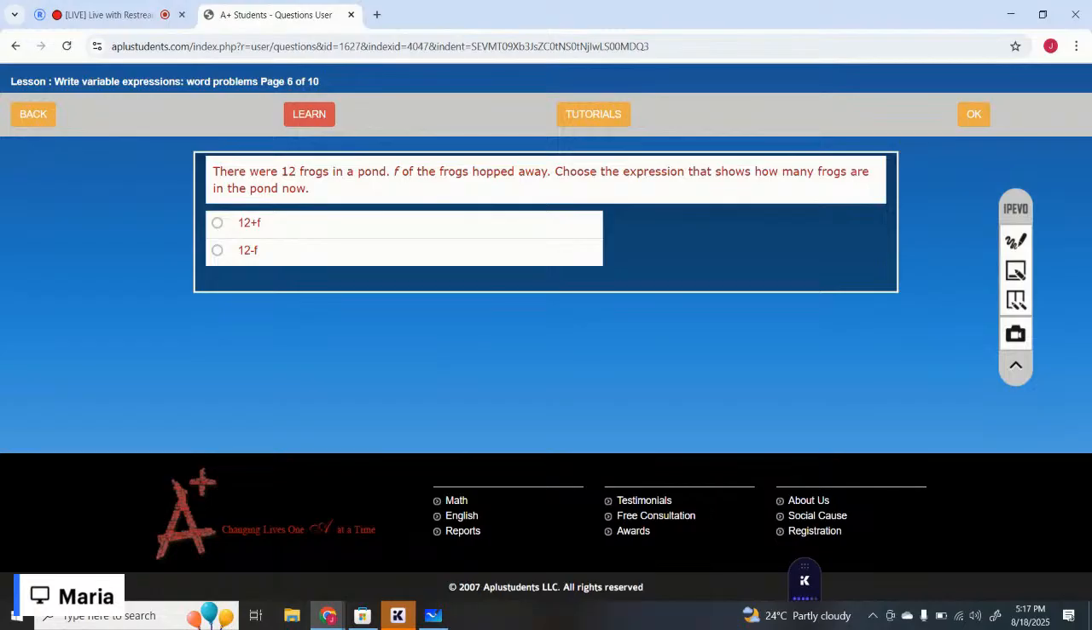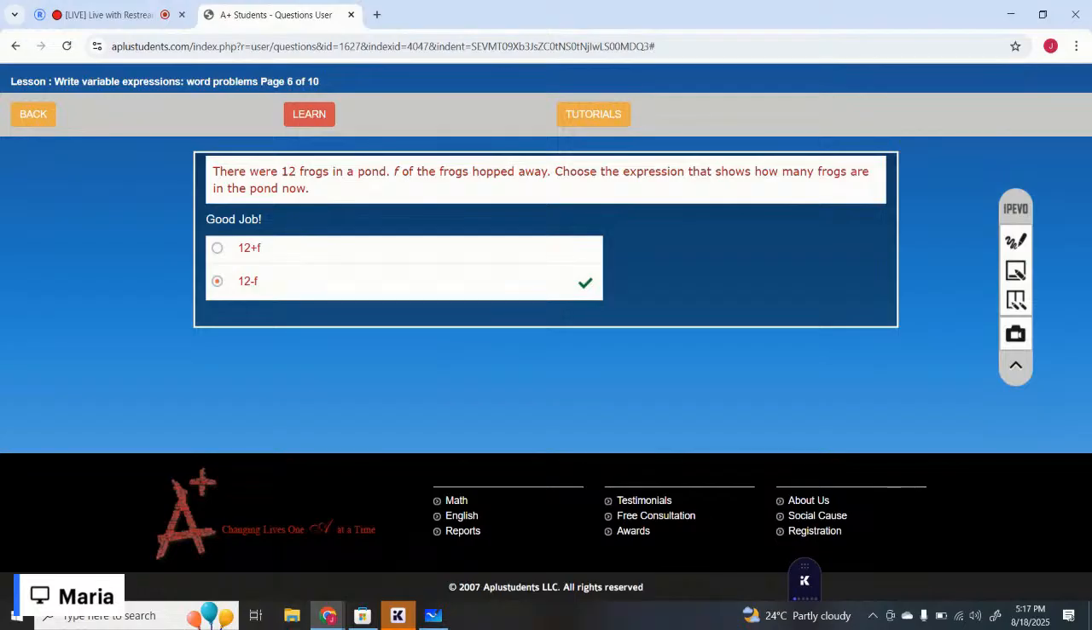There were 12 frogs in a pond. F of the frogs hopped away. Choose the expression that shows how many frogs are in the pond now. So F hopped away. Now we have 12 take away F. Option number 2 is the correct option.